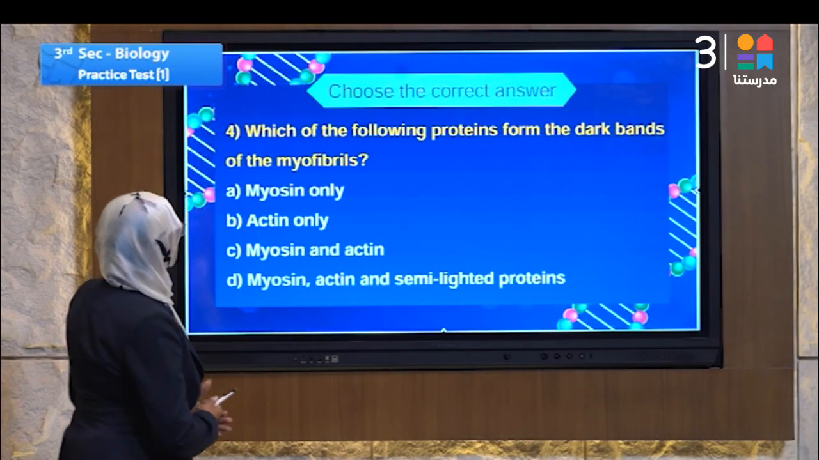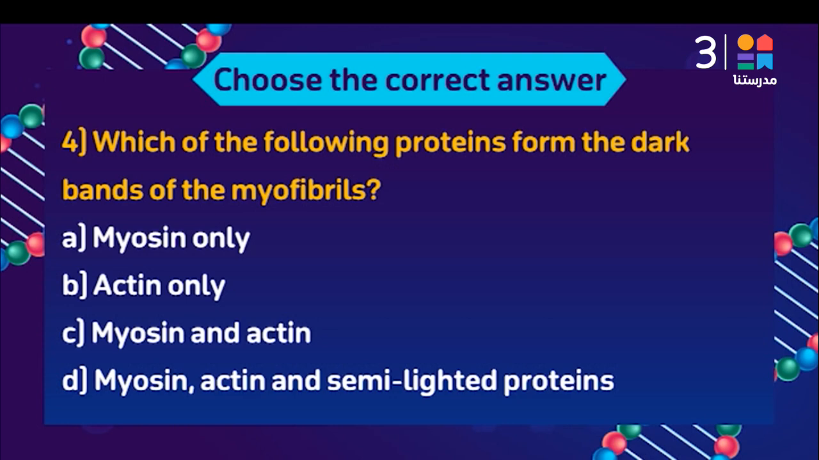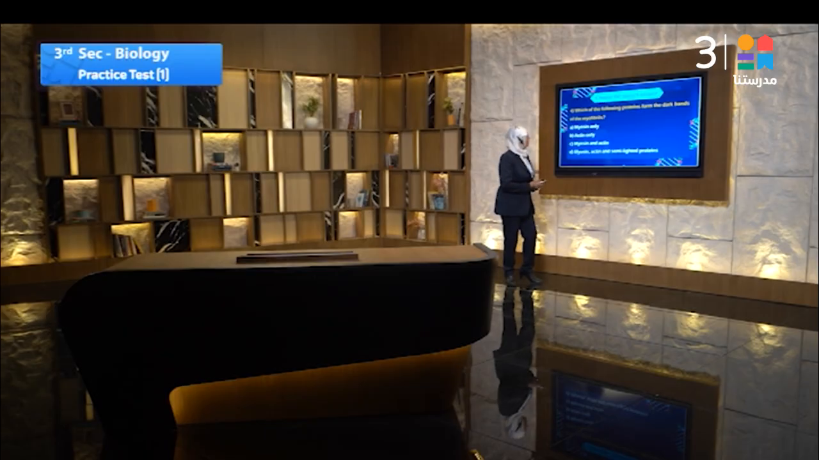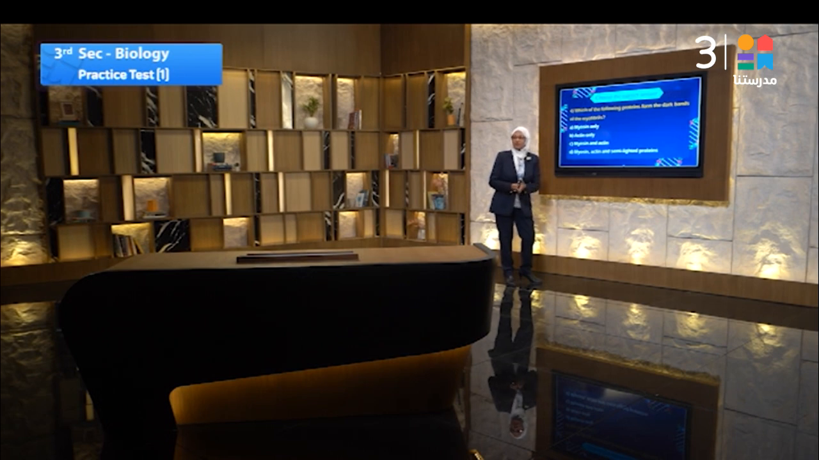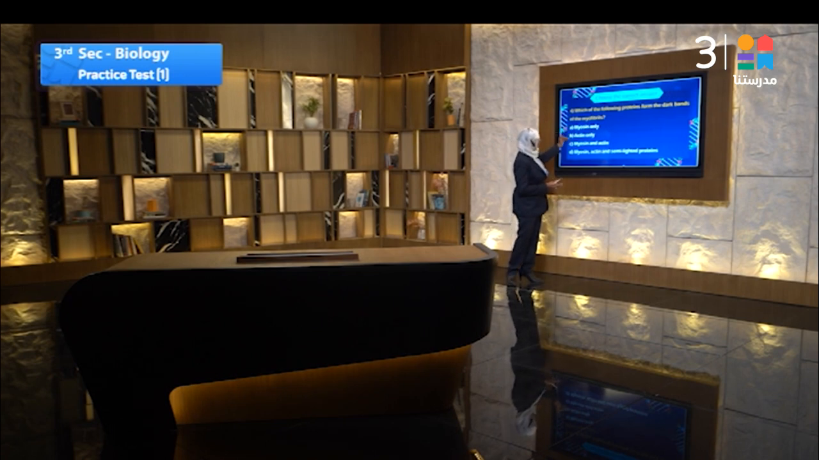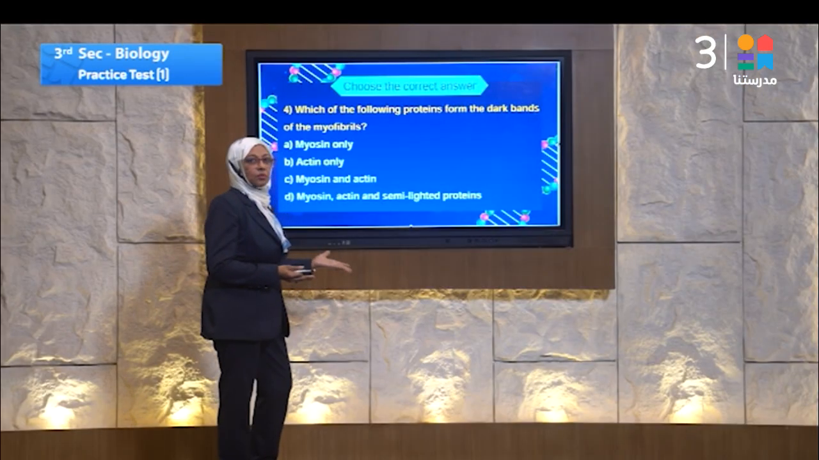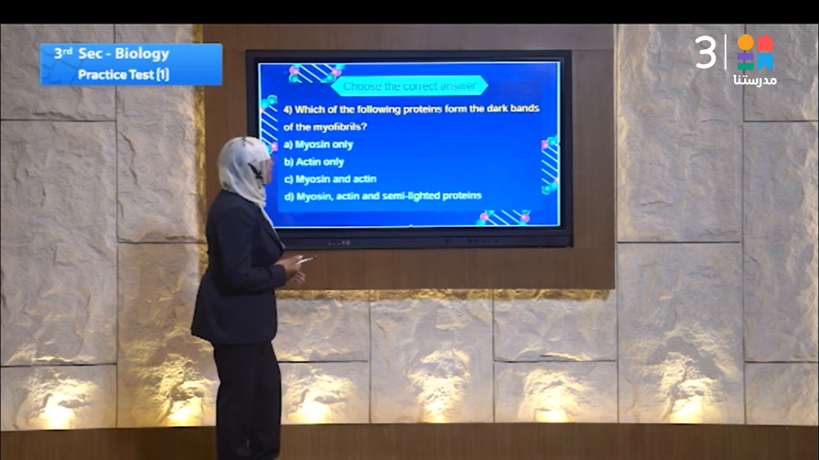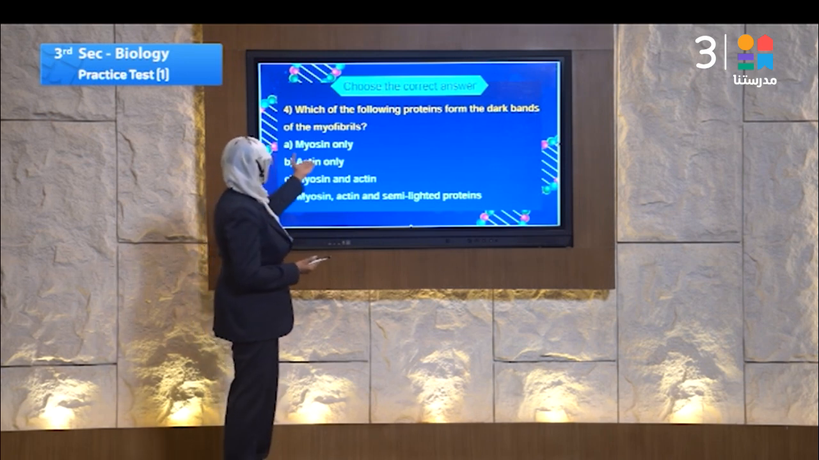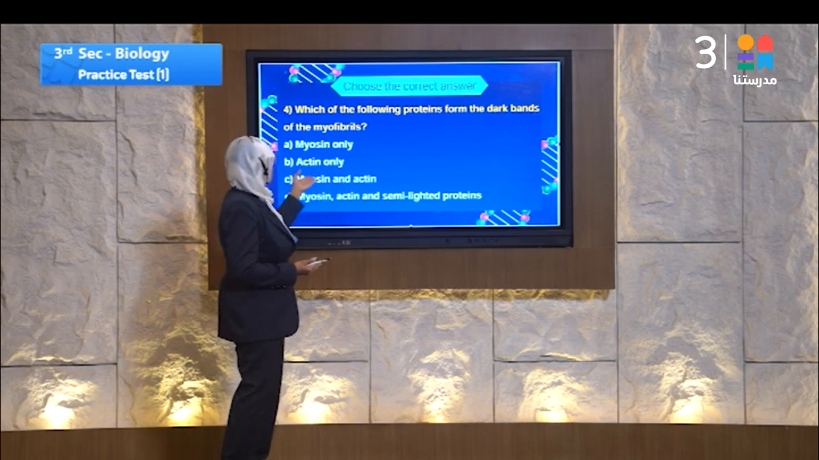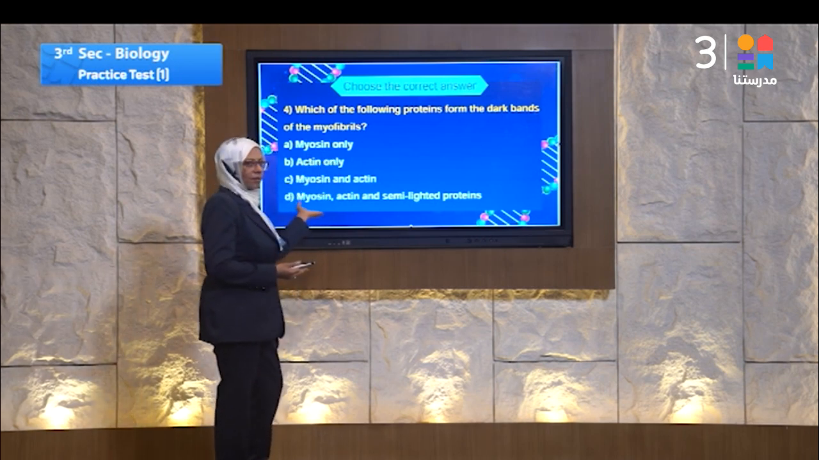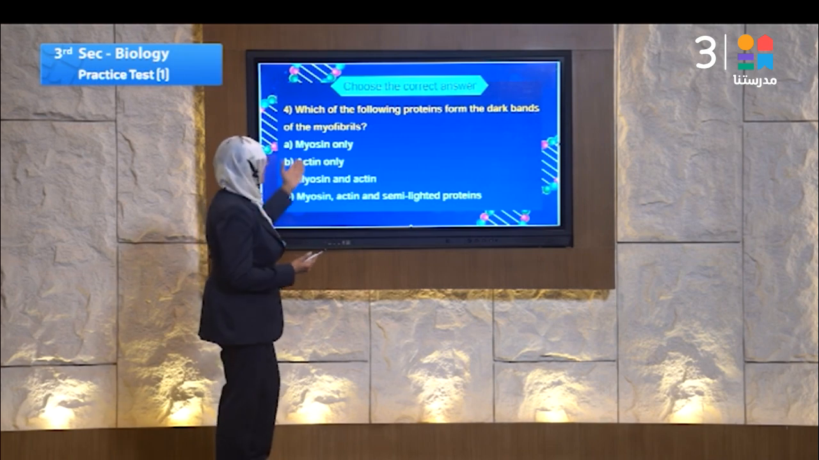Number 4 speaks about the protein, dark band and light band. We will go to the myofibril, which is a section of skeletal muscle. Yes, skeletal muscle consists of myosin and actin. Which one is the dark one? Dark band, not myosin. Myosin is the lighter one. Actin is the dark one, but it will not form a band.